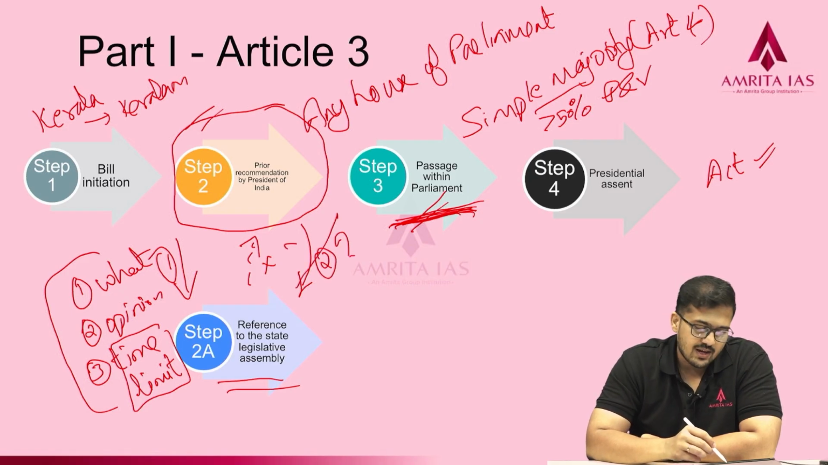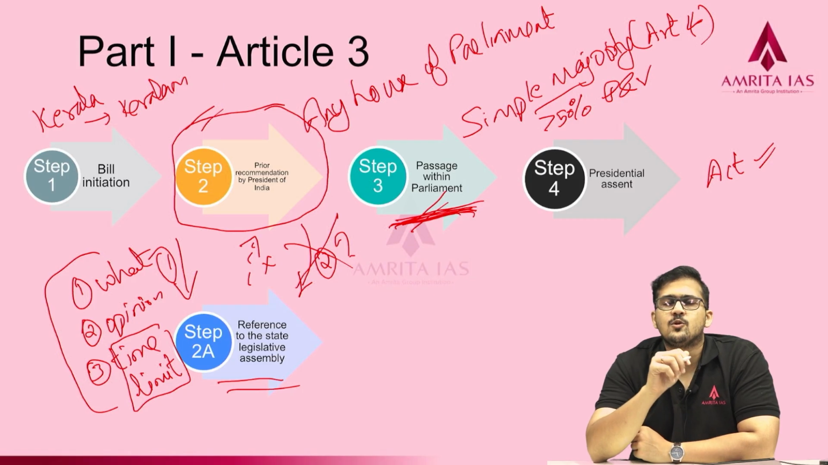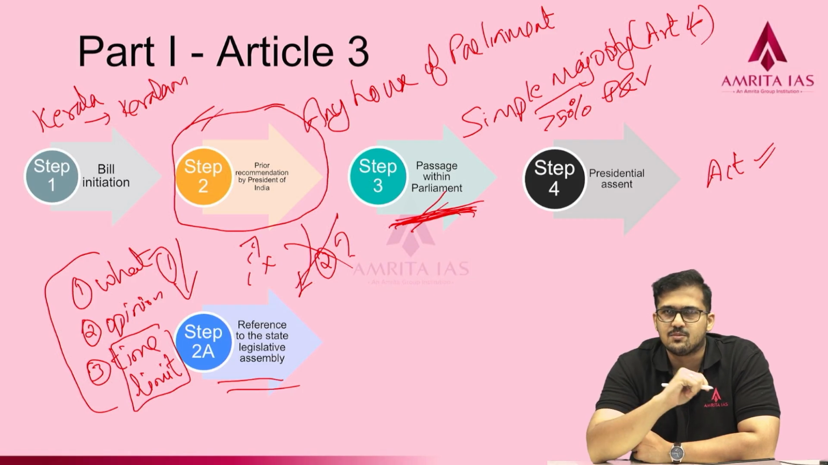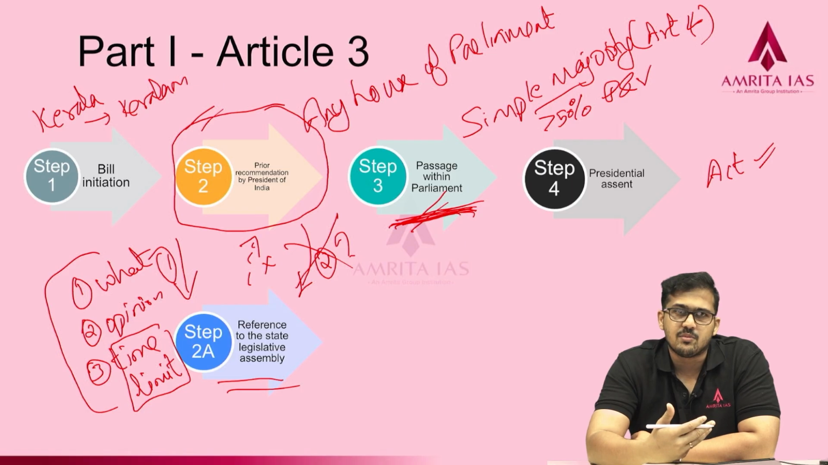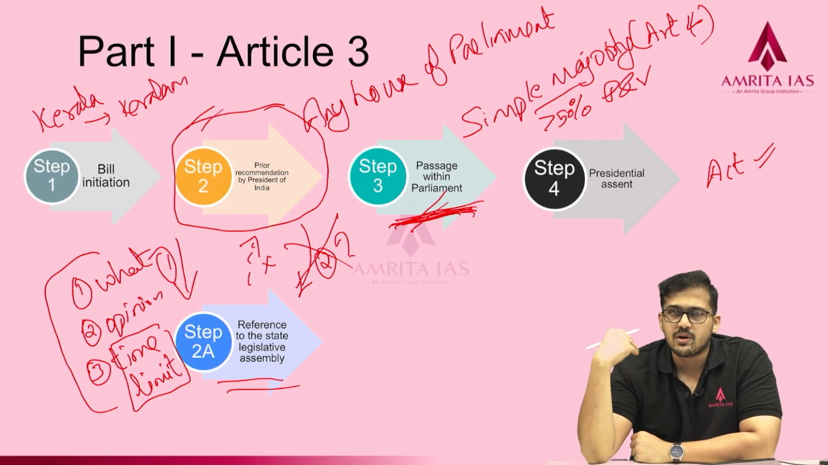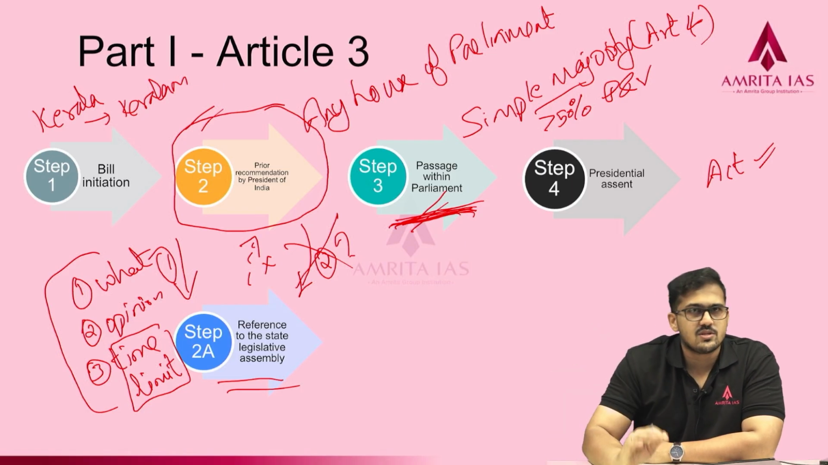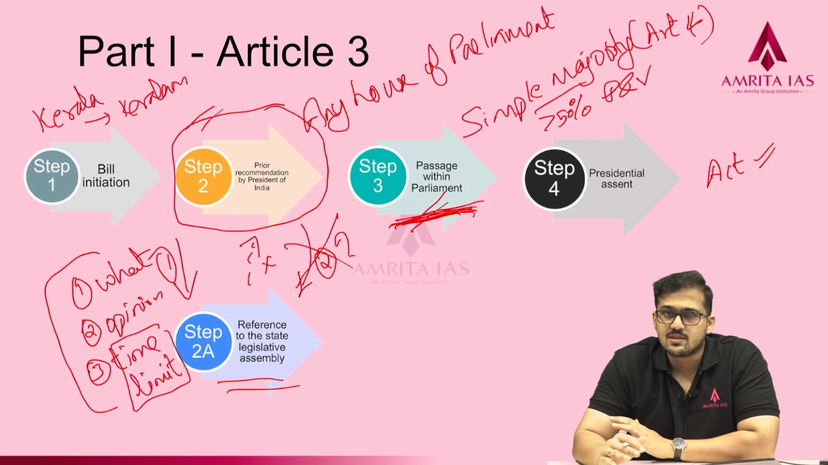So that is not required. The President needs to inform the State Assembly only once about what is going to happen. Then whatever happens later within the Parliament need not be informed by the President each and every time to the State Assembly. That's it. As simple as that.